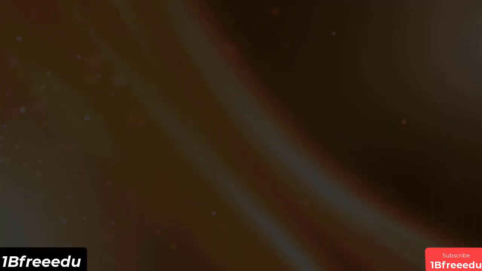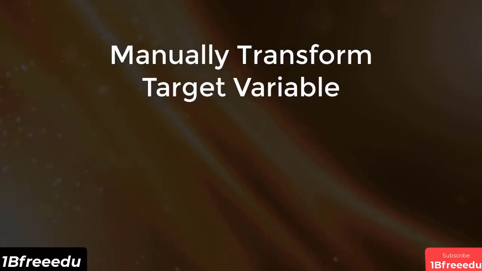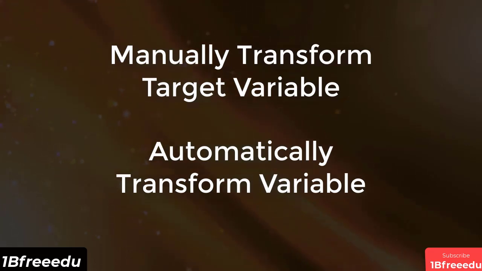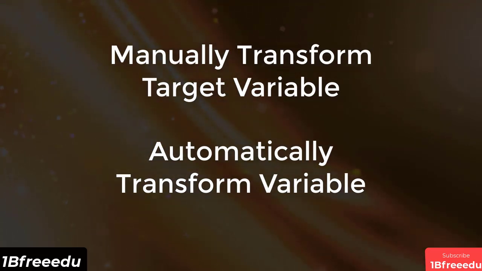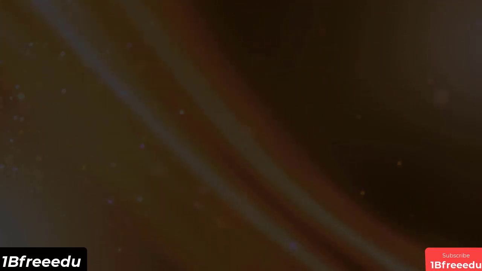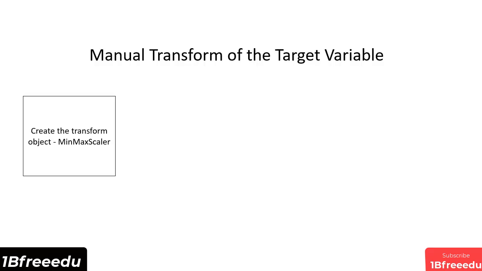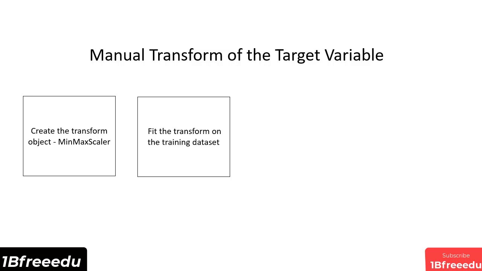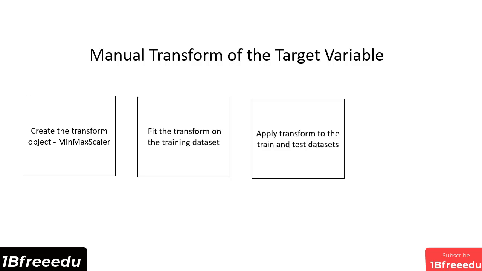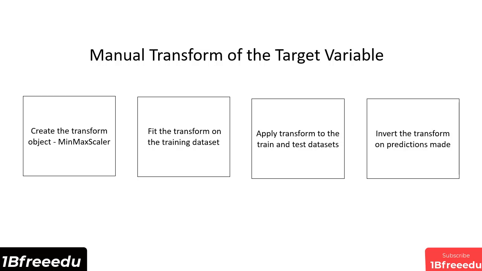There are two ways you can scale your target variables. The first is to manually manage the transform, and the second is to use a new automatic way of managing the transform. Manually managing or scaling the target variables involves creating and applying the scaling object to the data manually. It involves the following steps. Number 1, you create the transform, for example, a MinMaxScaler. Number 2, you fit the transform on the training dataset. Number 3, you apply the transform to the training and test datasets. And then number 4, you invert the transform on the predictions made.